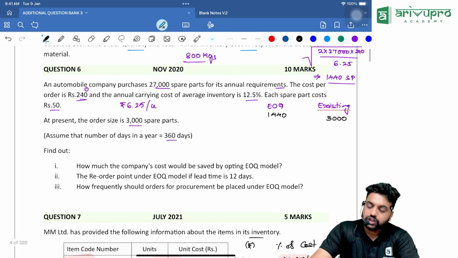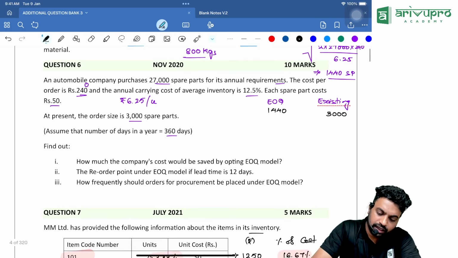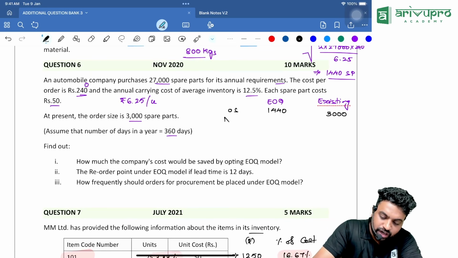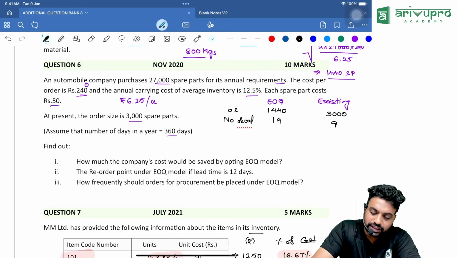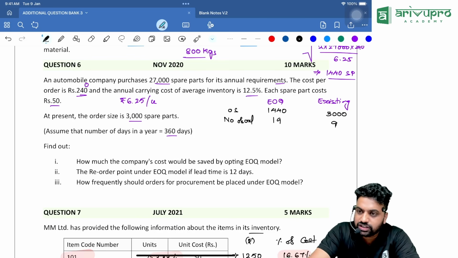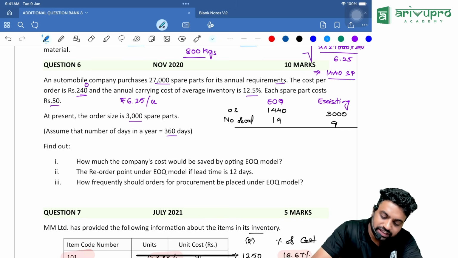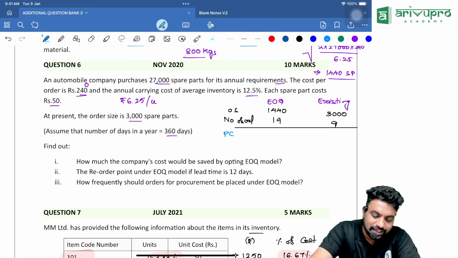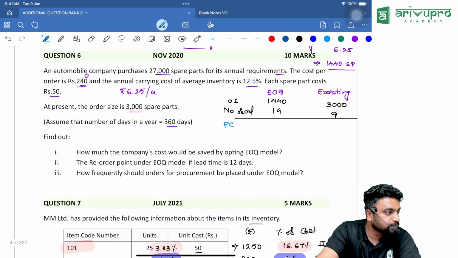Okay. So 1,440 and 3,000. And that is your order size, correct? Number of orders. In case of EOQ 19, in case of existing, 9. Correct? That is 27,000 divided by 3,000, 9. Your purchase price will remain same for both, so automatically carrying cost also will remain same. So I am not going to calculate, write all those things. First let me write the purchase cost. As there is no quantity discount, basically it is 50 rupees into 27,000 in both the cases.